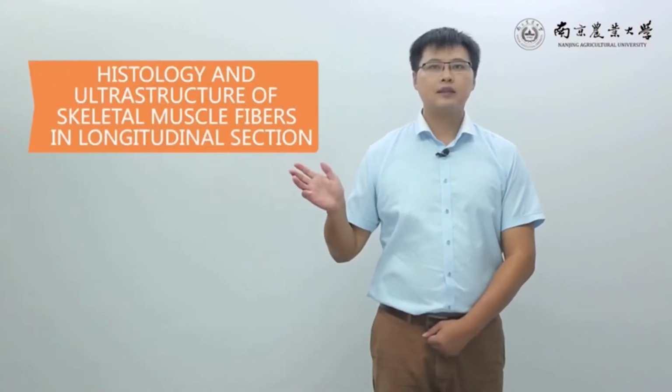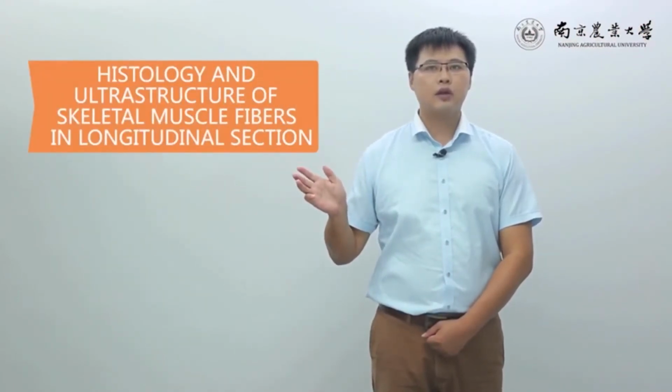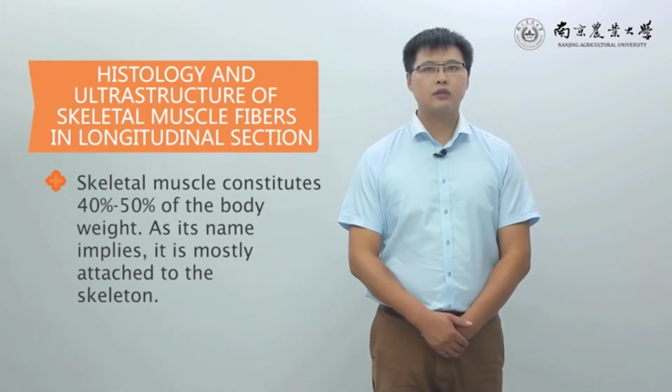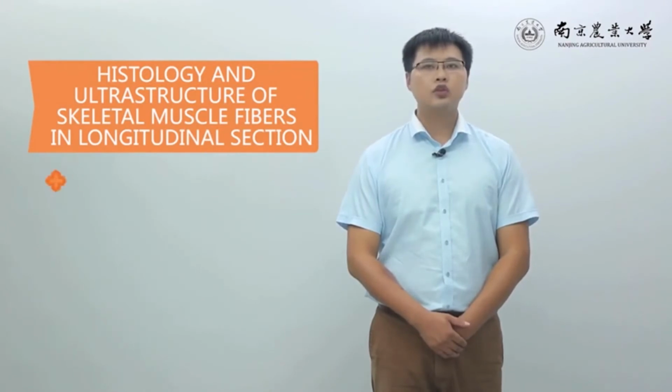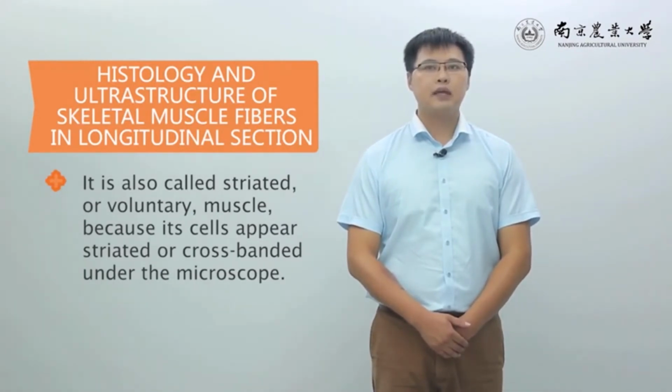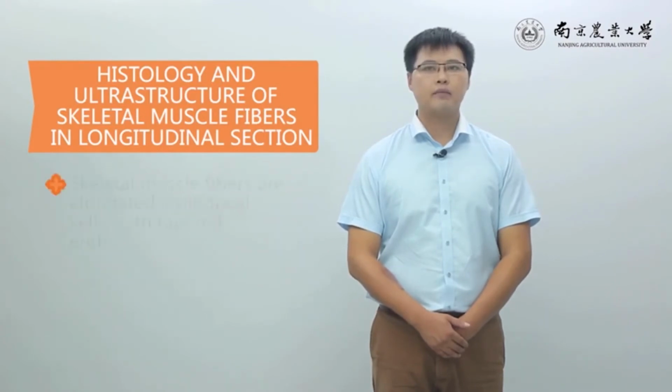The third part is the histology and ultrastructure of skeletal muscle fibers in longitudinal section. The skeletal muscle fiber constitutes 40% to 45% of the body weight. As its name implies, it is mostly attached to the skeleton. It is also called striated or voluntary muscle because its cells appear striated or cross-banded under the microscope.